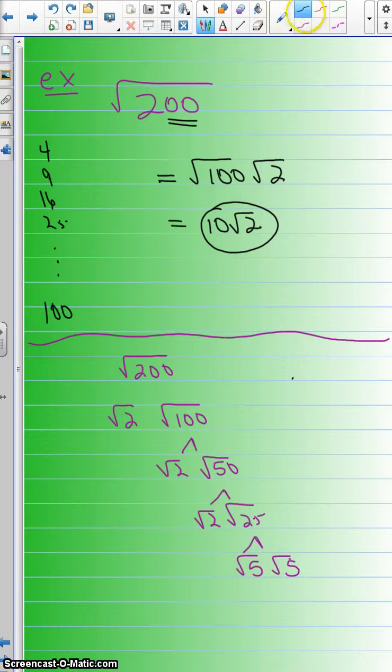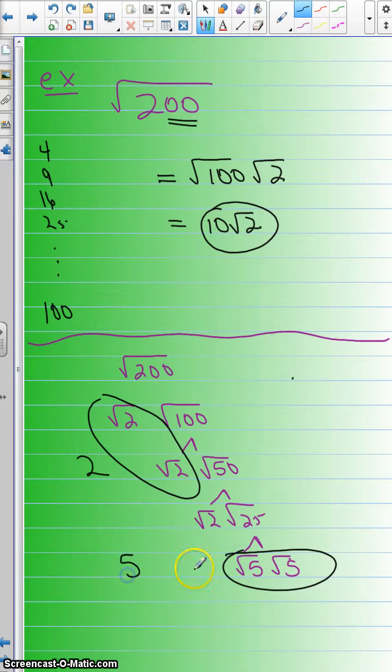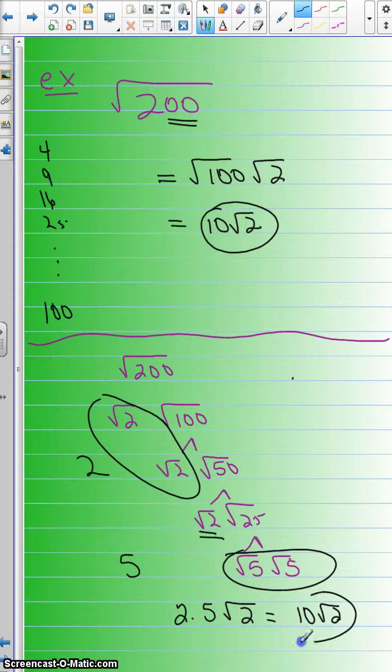Now I'm going to look at my repeats. Square root of 2 times square root of 2 is 2. No repeat again on the square root of 2, so square root of 5 is a repeat, that's a 5. And all that's left over is that square root of 2. So I have 2 times 5 times square root of 2, which is 10 square root of 2 as my final answer.